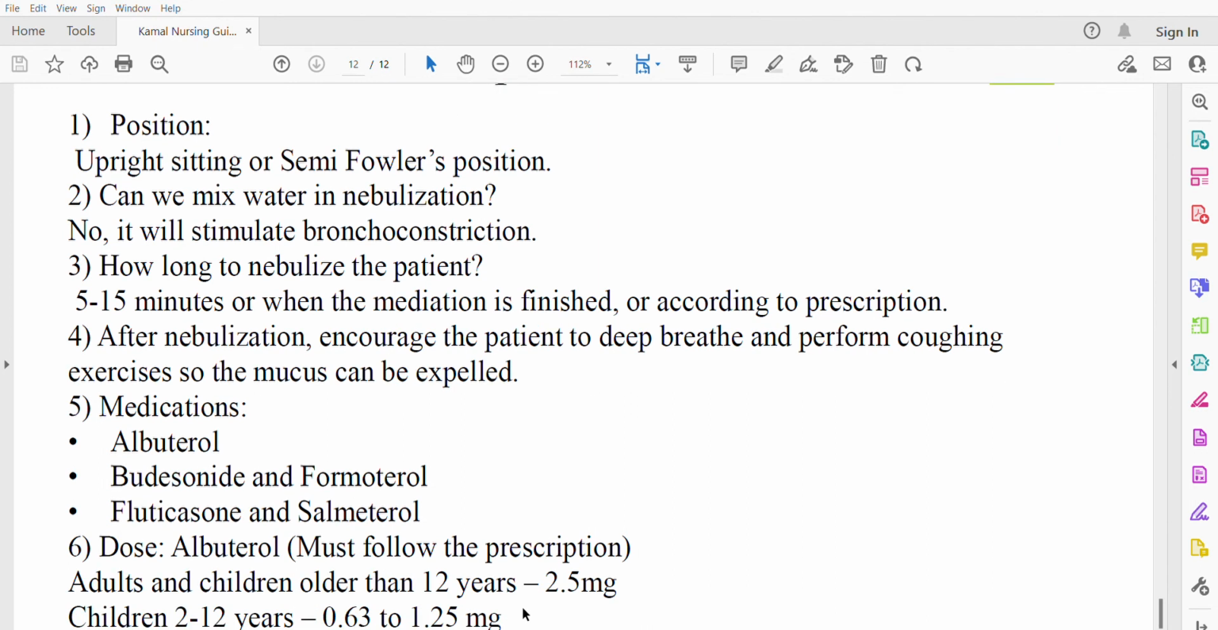And the dose: albuterol must follow the prescription. Guys, for this procedure or any other procedure, we have to follow the doctor's prescription at all times. For adults and children older than 12 years, we can administer 2.5 milligrams, and for children 2 to 12 years, we can administer 0.63 to 1.25 milligrams. And this is all about my presentation, so I hope you guys understand it well.